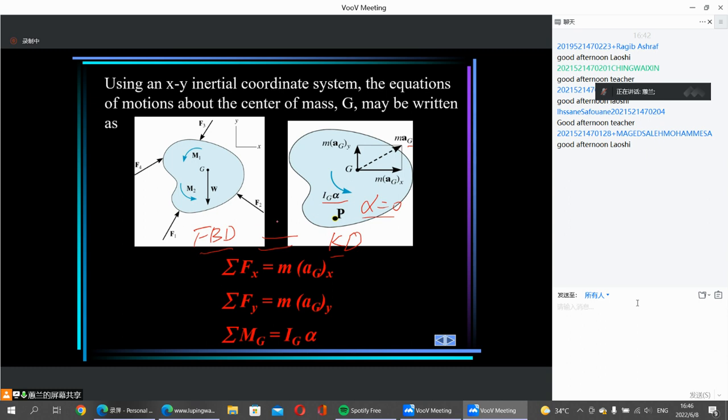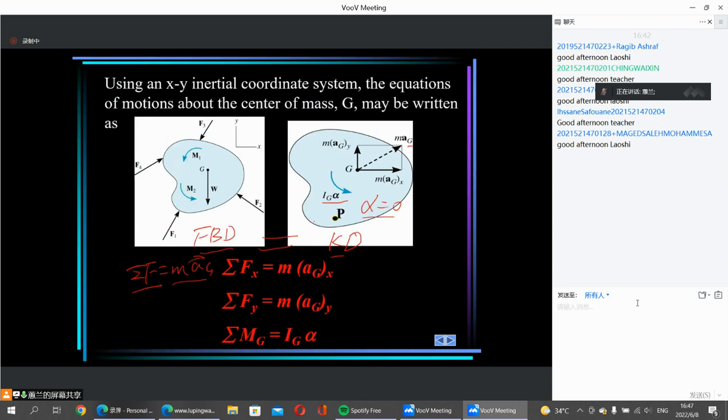We know that two equivalent force systems need to satisfy that the resultant forces are equal to each other, and the resultant moments about any point are equal to each other. So accordingly, we have sigma F equal to m a_G, where sigma F is the resultant force of the real force system, and m a_G is the kinetic force from the KD. They should be equal to each other. And this is a vector equation. We can write it down as two scalar equations.